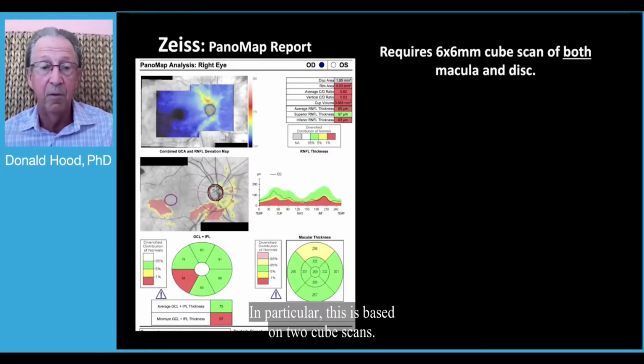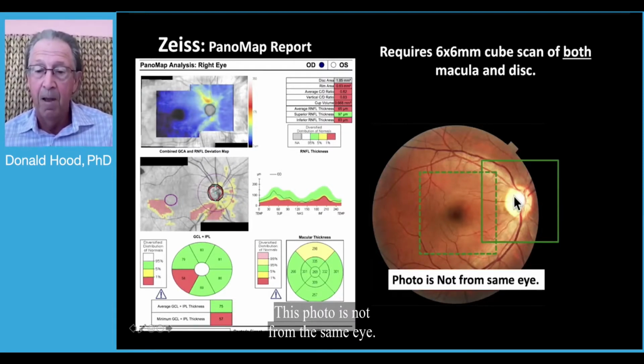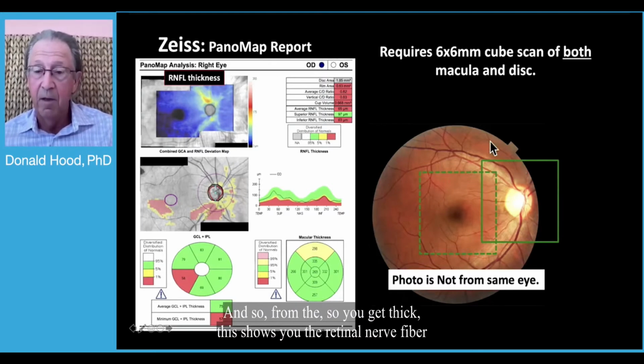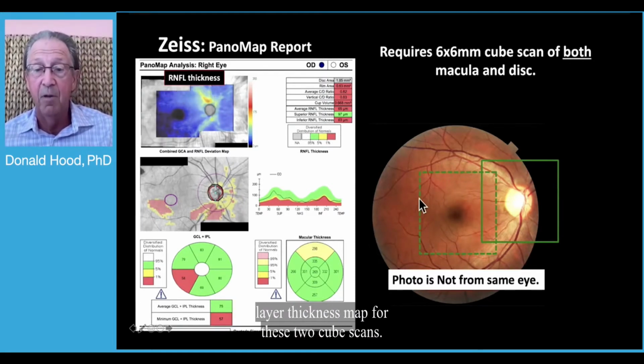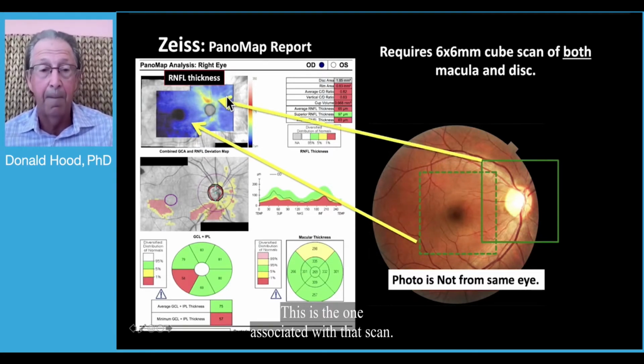In particular, this is based on 2 cube scans. This photo is not from the same eye. So this shows you the retinal nerve fiber layer thickness map for these 2 cube scans. So that's the retinal nerve fiber layer thickness associated with this scan. This is the one associated with that scan.